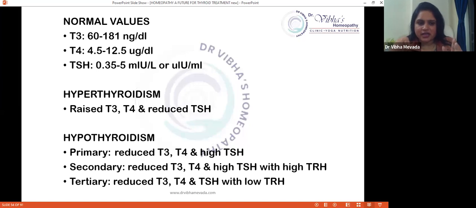So when we categorize hypothyroidism into primary, secondary, and tertiary: in primary, there is reduction of T3, T4 and increase of TSH. In secondary, T3 and T4 are reduced and the level of TSH is higher, with higher TRH. And in tertiary, T3, T4 and TSH are reduced, with low TRH.